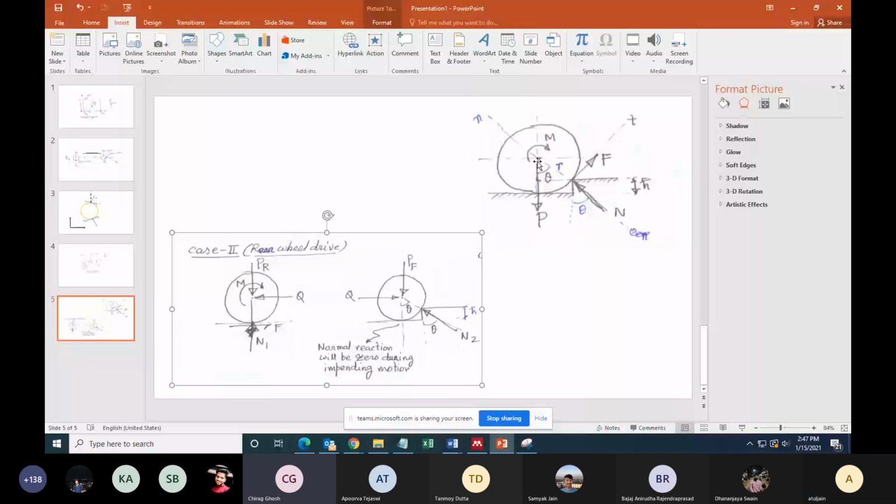Sir, torque should be 0. We will say summation Fx is 0, Fy is 0. I mean, this body should be in a state of equilibrium.